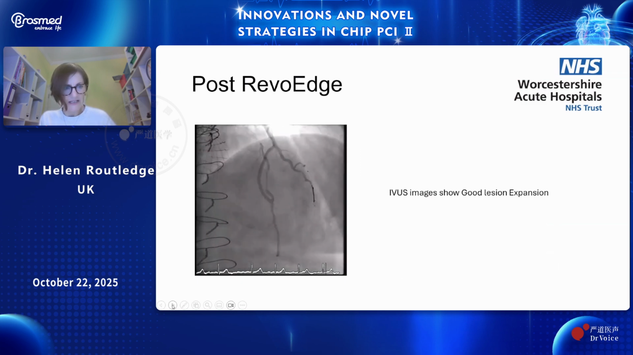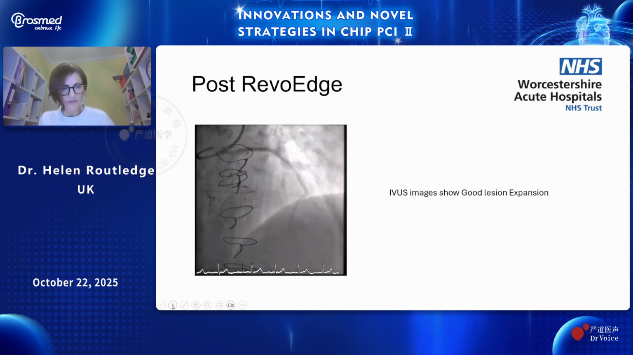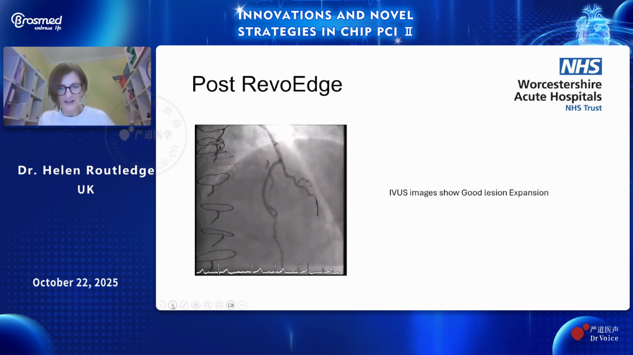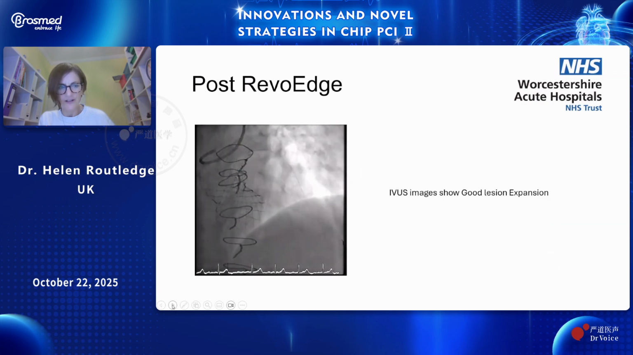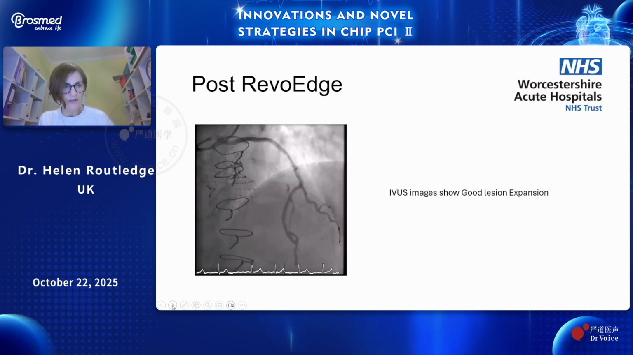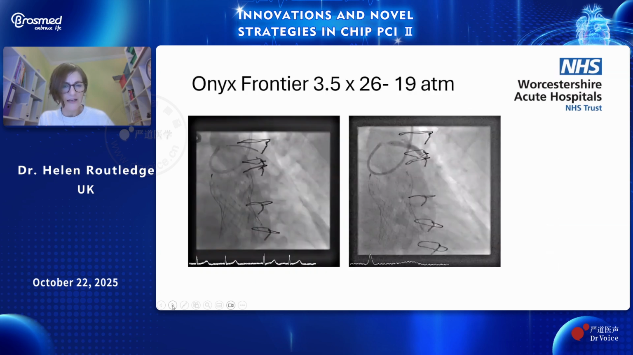This is the result of the lesion after, and the IVUS images, which won't run on here, so I've left them off, show very good lesion expansion after the Revo Edge balloon. So we then felt we should deploy a stent here. We didn't want this to come back and have to go in again. And we deployed a 3.5 by 26 millimeter stent up to 19 atmospheres.